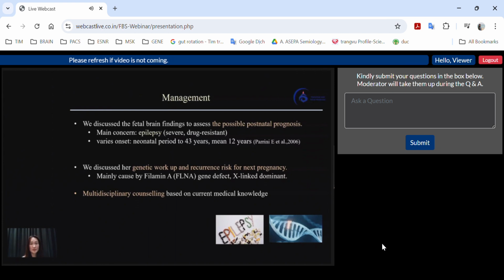We also discussed her genetic testing and the chance of recurrence in future pregnancies. In Thailand, abortion is allowed up to 24 weeks. So after consulting with specialists, the parents decided to terminate the pregnancy and do further genetic testing, including exome sequencing.